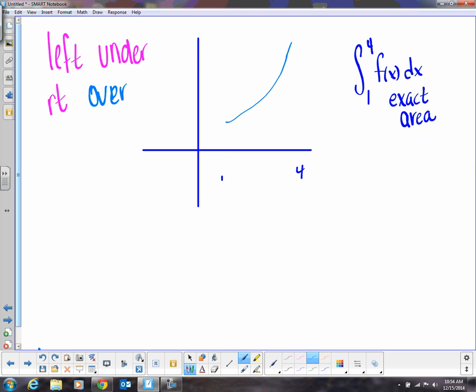So midpoint's going to be an overestimate too. So 1, 2, 3, 4. So midpoint would be like this. Did they really just do that to us?